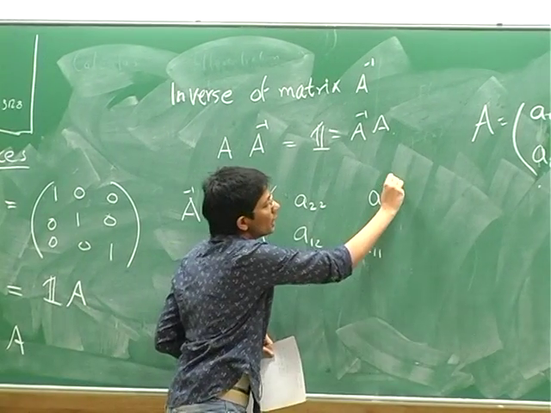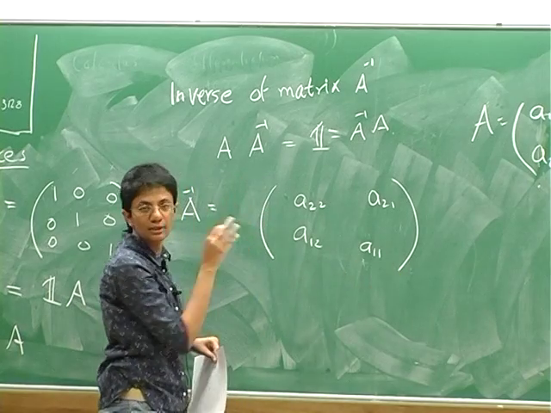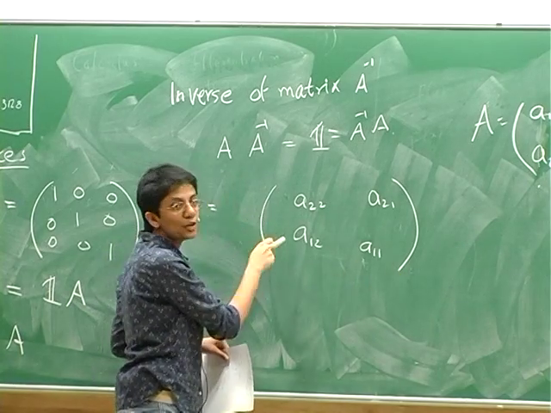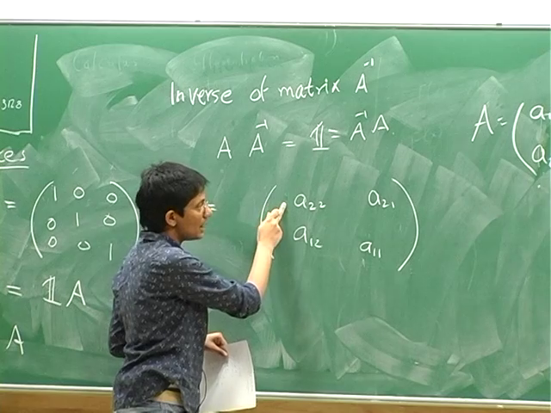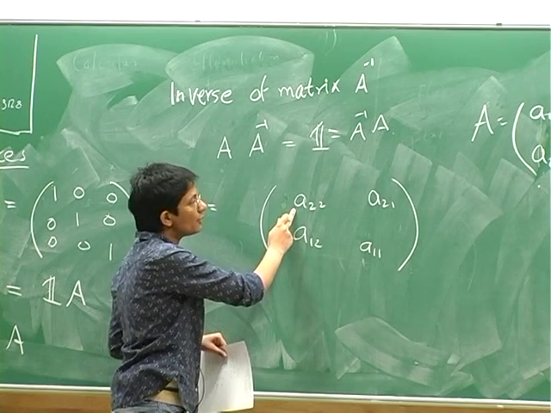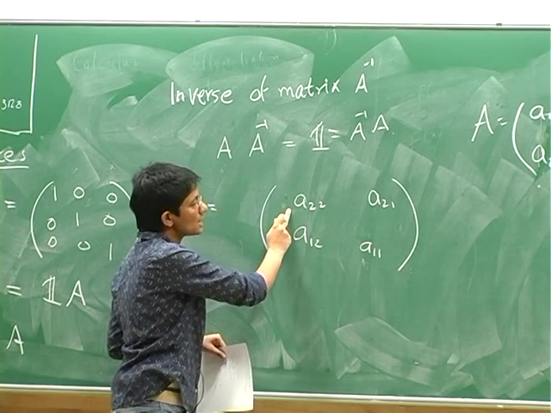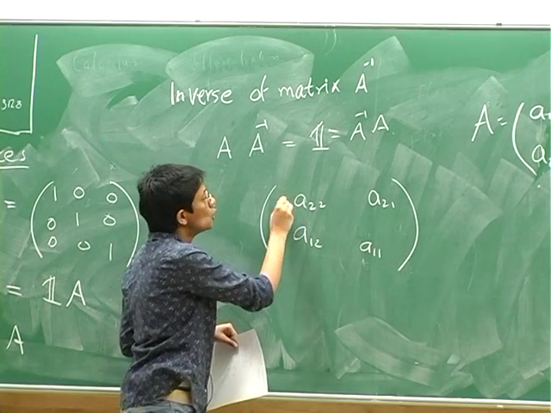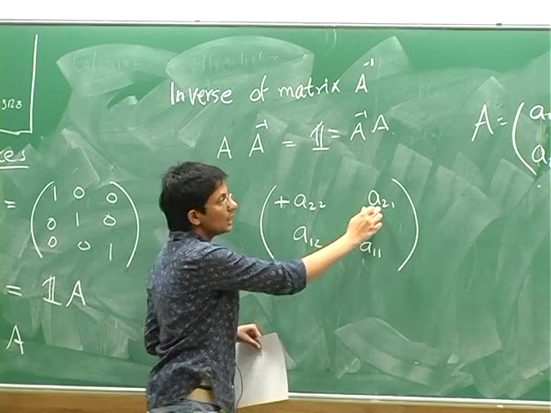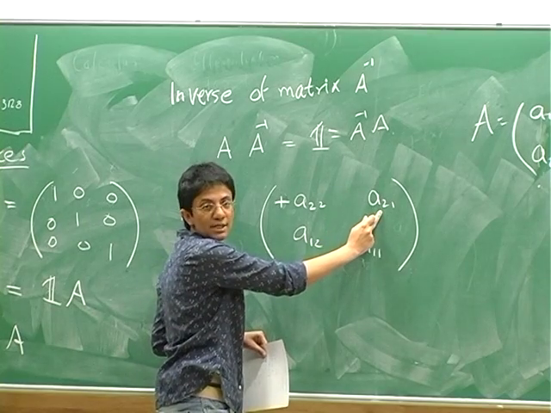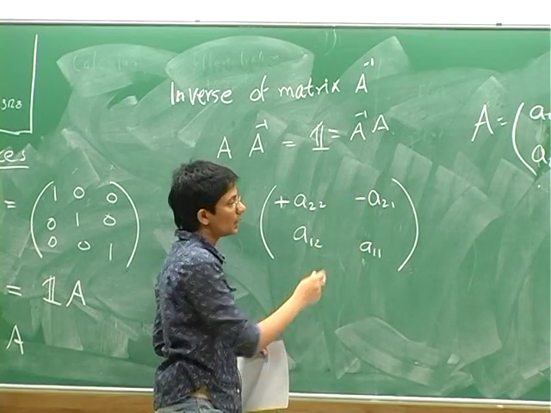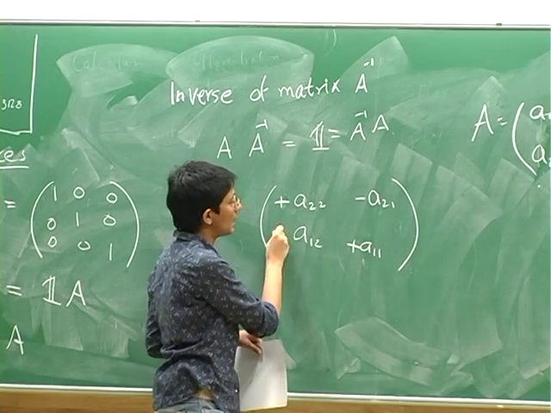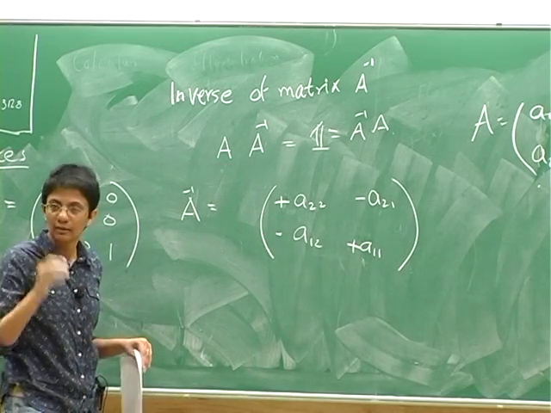The job is not yet over. That's the first step. Then you have to put some signs. This is element 1 1, so 1 plus 1 is 2, an even element, so you put a plus here. This is the 1 2 element of A inverse. Put a minus here. Again a plus here and a minus here. We are still not done.